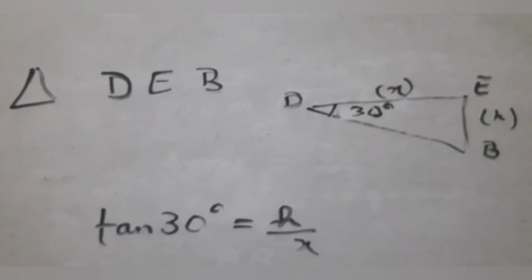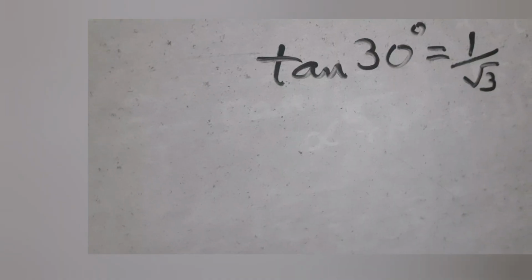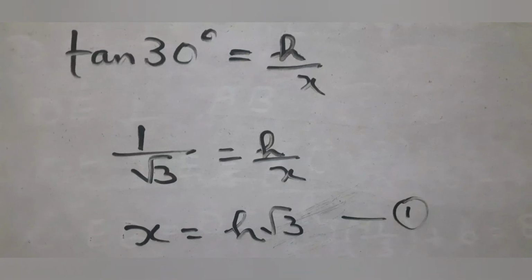So tan 30 degree equal to h by x. Use tan 30 degree equal to 1 by root 3. So that we get h by x equal to 1 by root 3, or x equal to h root 3.